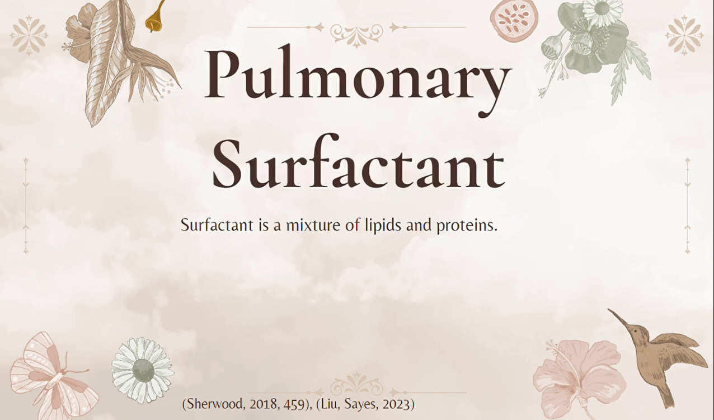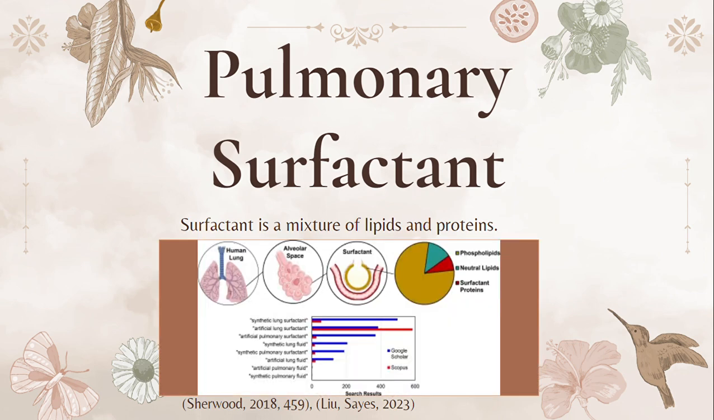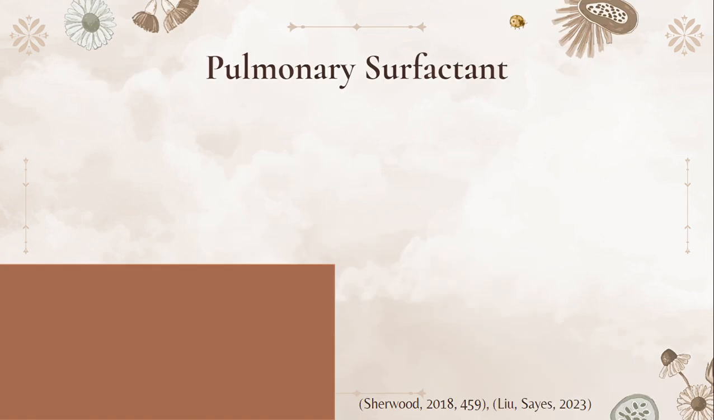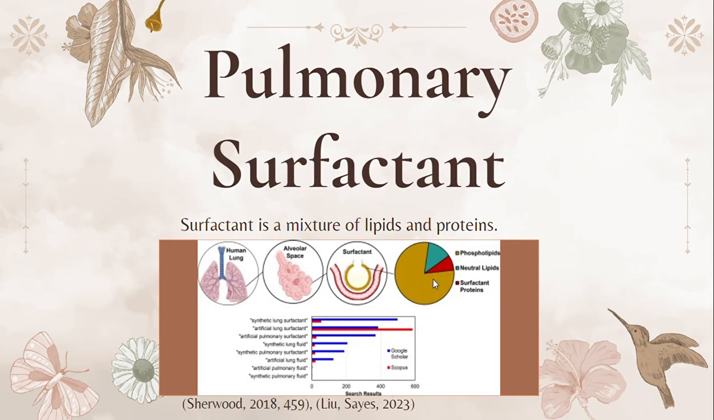So to start off with, pulmonary surfactant is a mix of lipids and proteins, and this is actually quite a complex mix, as we can see by this chart. Surfactant is broadly a mix of phospholipids, neutral lipids, and surfactant proteins. Surfactant is a broad term. It's like anything that's going to repel something from the surface. So laundry detergents are considered to be surfactants. And these surfactants are going to be made in this alveolar space, which we'll talk about a little bit more in the next slide.